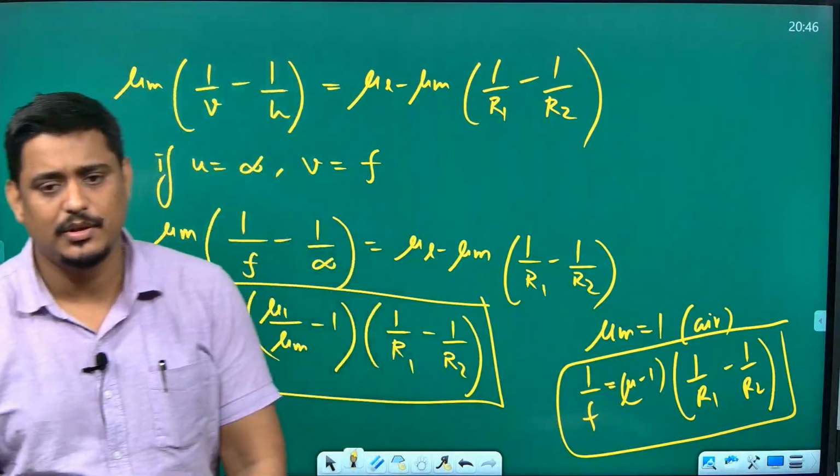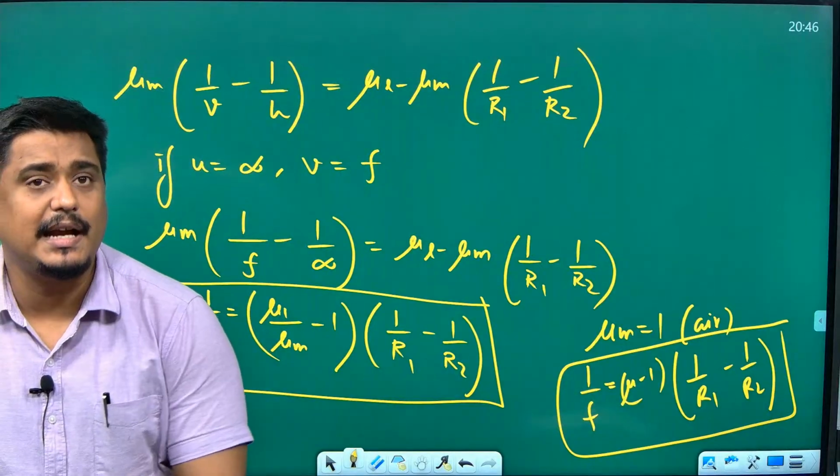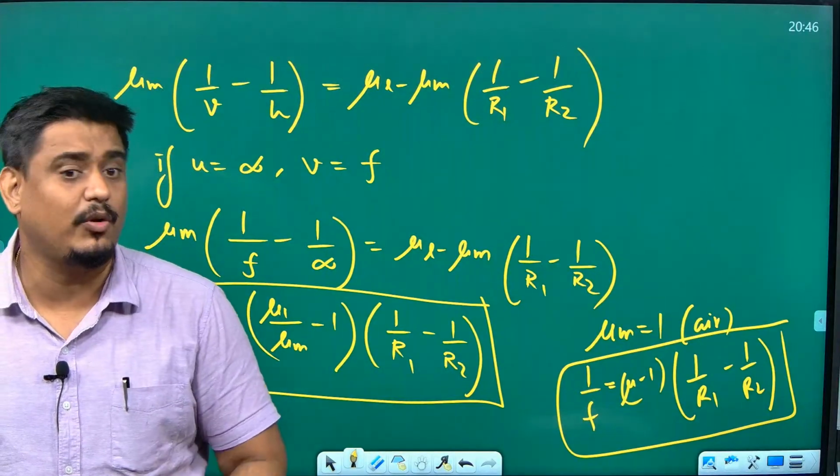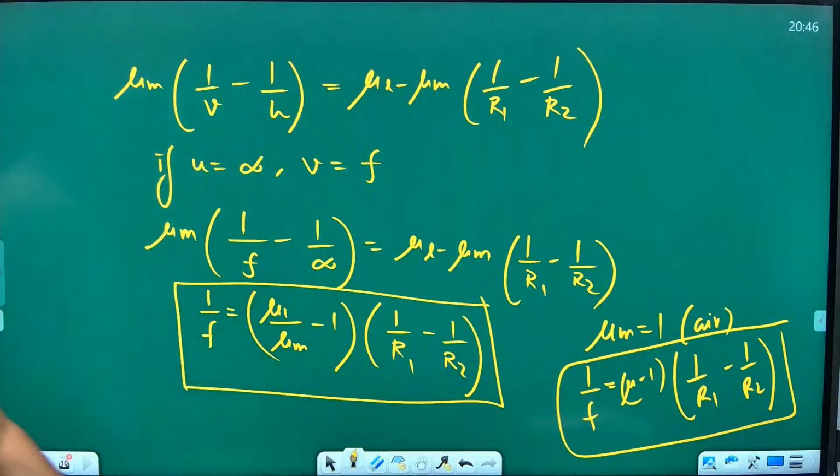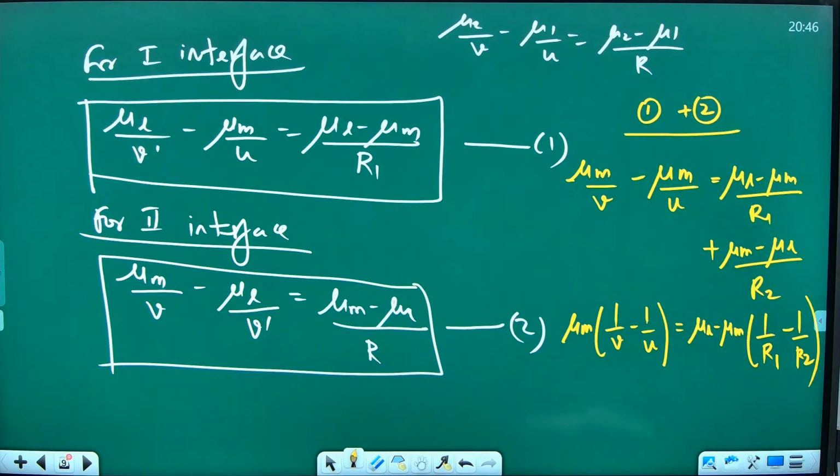Is it clear to you? This is lens maker's formula, and if you solve some questions based upon it, then only you will get more clarity about it. First you copy the derivation. Yes, you are writing from here, no? Copy fast.